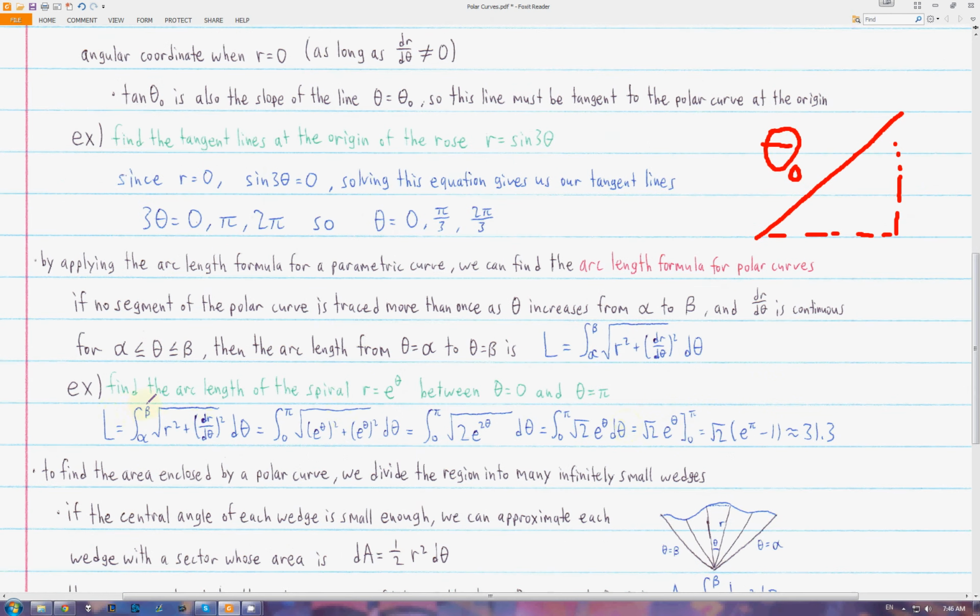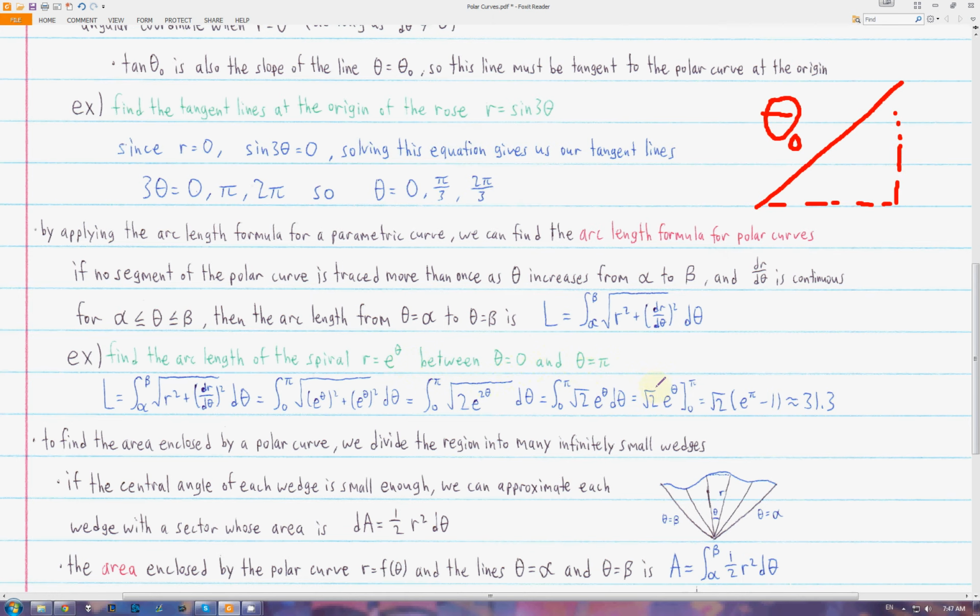So if we want to find the arc length of this spiral, r equals e to the theta, between theta equals 0 and theta equals pi, 0 and pi will be our boundaries. And in this case, r and dr/d theta are the same thing, since the derivative of e to the theta is just e to the theta. So we just plug those in, simplify, and then we can integrate to get an answer.